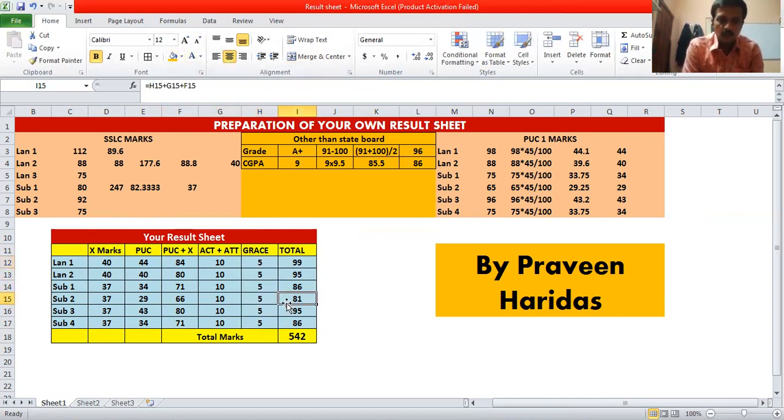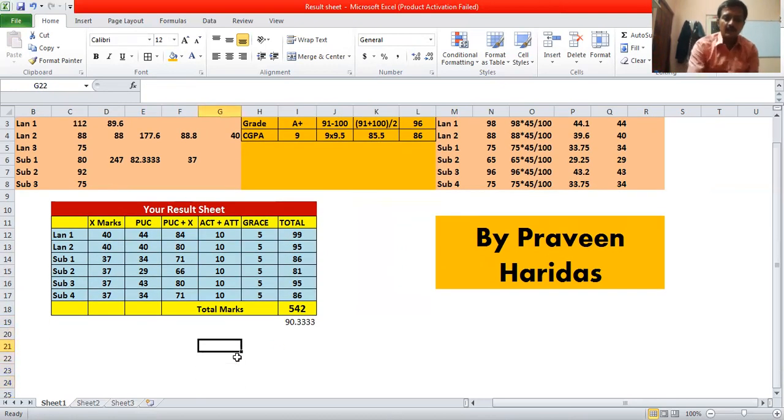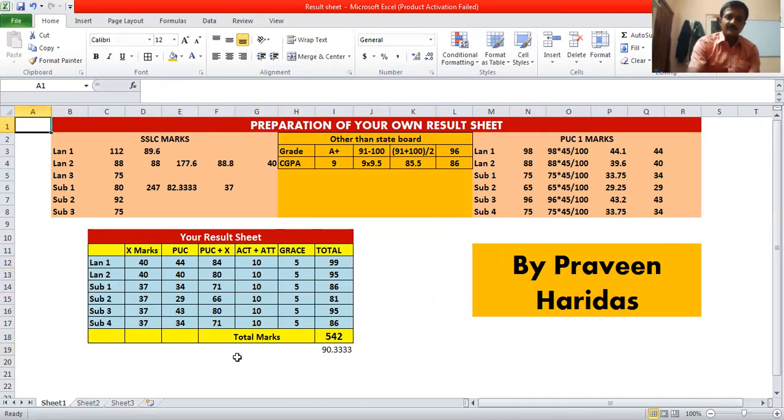then you can see your result sheet is ready. You need to take all these marks and take the total, and that total should be divided by 600 and multiplied by 100 in order to get the percentage. So the percentage will be 90.33. So this is how easily you can prepare your own mark sheet, right?